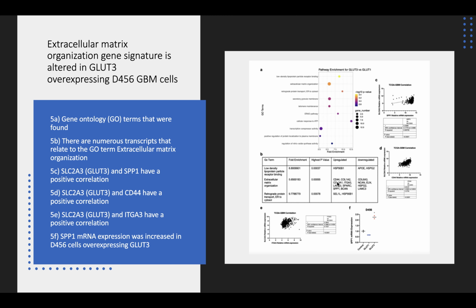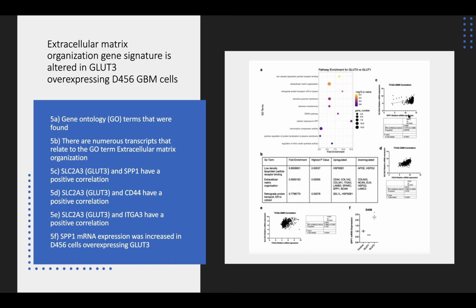In 5B, certain transcripts include CD44, COL1A2, COL3A1, ITGA3, LAMB3, SPARC, SPP1, and BCAN.